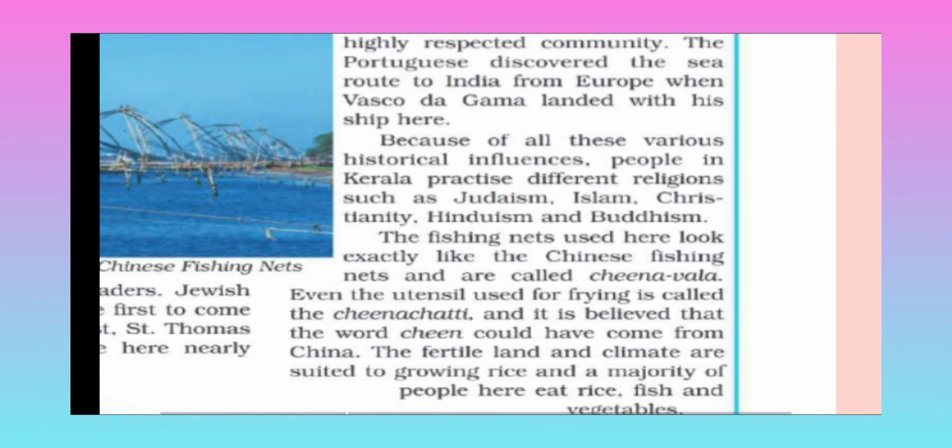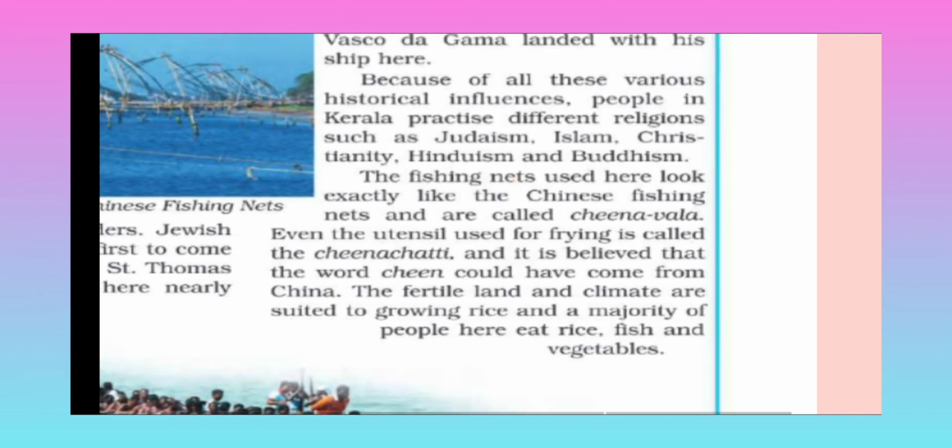Okay, so in Kerala, because of all these aspects, people from different countries, religions and cultures came here for trading, and this affected the life and culture of Kerala. The fishing nets used here look exactly like the Chinese fishing nets and are called China vala. Even the utensil used for frying is called the Chinna chatti, and it is believed that the word Chinna could have come from China.